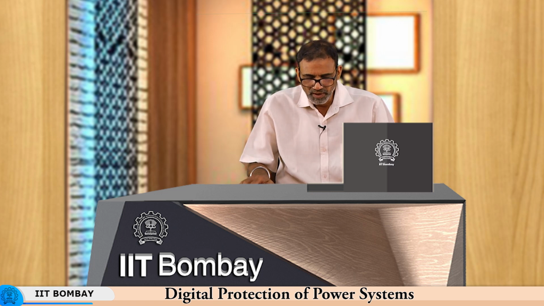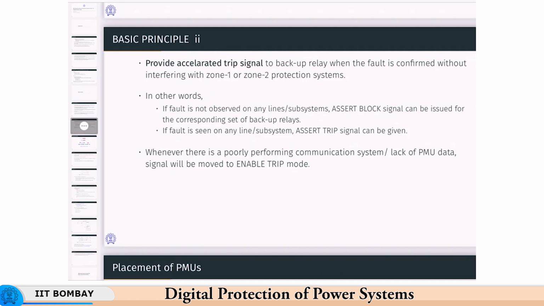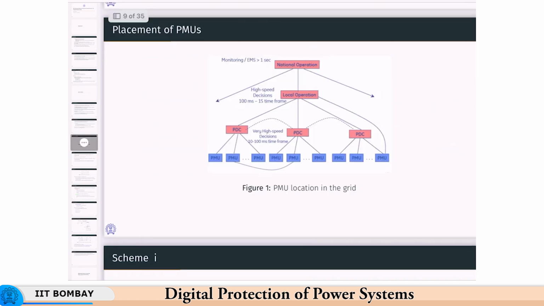And if, say, the communication system is down, or the PMU data is not received for some reason, then it goes to the enable trip, which is the default. In which case there is no supervision, and as we said, there is no enhancement of security, but the dependability will not be compromised.